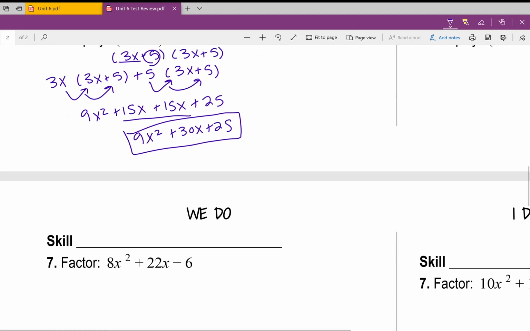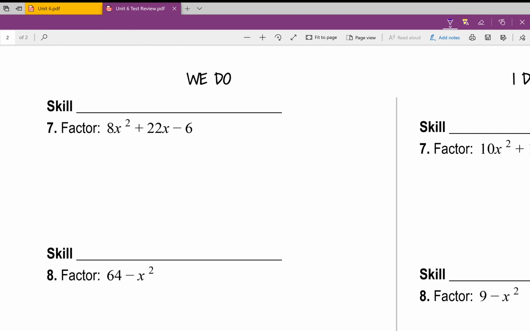Okay. Number 7. Number 7, the skill is factoring when a is greater than 1. So factor when a is greater than 1. Remember, when a is greater than 1, we need to first see if we can factor out a GCF. So the GCF, the number that can go into all 3 of these numbers, would be 2. So I'm going to label my A, B, and C. My A is 8, my B is 22, and my C is negative 6. Since I found my GCF to be 2, I'm going to divide it all by 2.